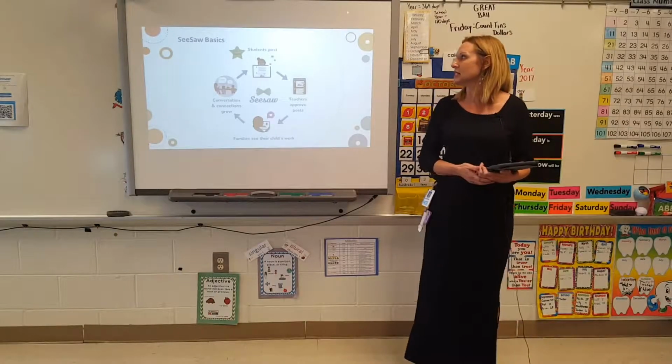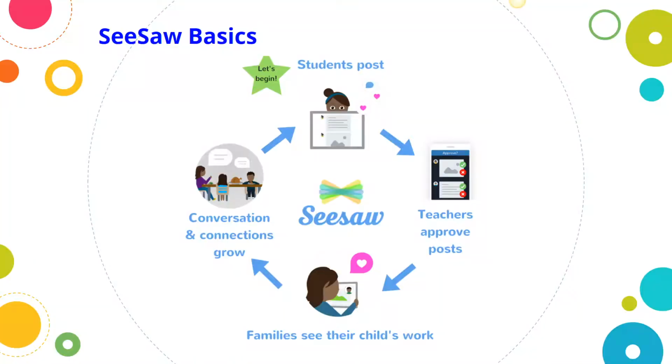The basics of Seesaw is that students just first make a post, the teacher sees the post, we have to approve or decline it, then families will be able to see it, then other classmates can see it, then classroom conversations start, family conversations start, and then the cycle continues and continues throughout the year.